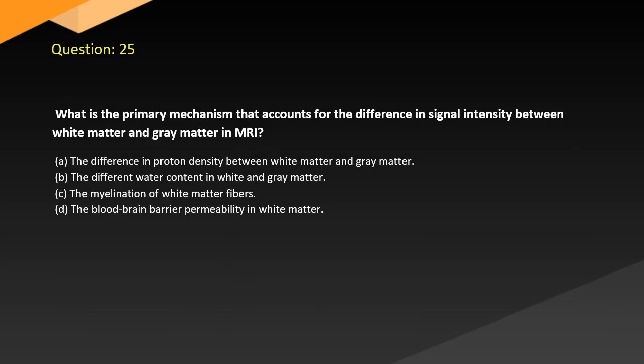Question 25. What is the primary mechanism that accounts for the difference in signal intensity between white matter and gray matter on MRI? A. The difference in proton density between white matter and gray matter. B. The different water content in white and gray matter. C. The myelination of white matter fibers. D. The blood-brain barrier permeability in white matter.